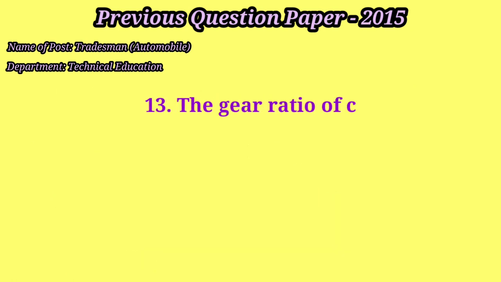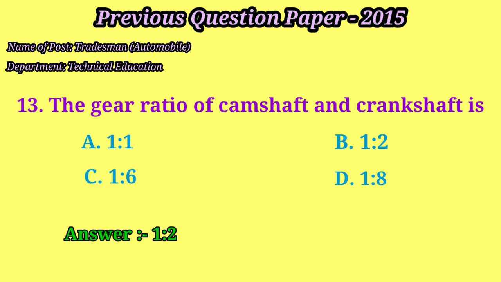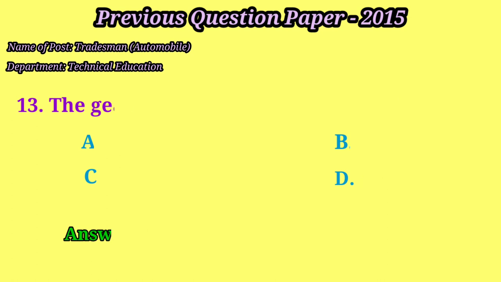13. The gear ratio of camshaft and crankshaft is A. 1 is to 1. B. 1 is to 2. C. 1 is to 6. D. 1 is to 8. Answer: 1 is to 2.